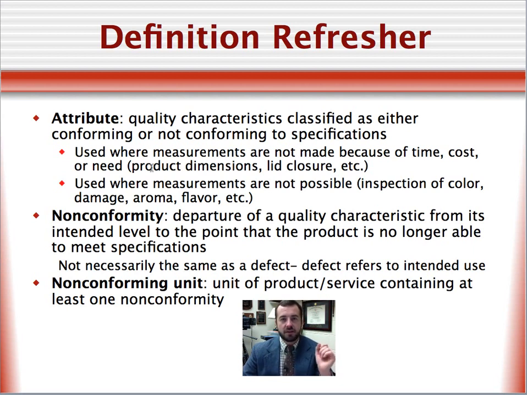So this brings us to the definition of non-conformity. Non-conformity is, simply speaking, the departure of a quality characteristic from its intended level to the point that the product is no longer able to meet specifications. So this is when the point on the control chart, for example, is outside of the specification limits. So it's either a yes or no thing. So that means that it is bimodal. It's either conforming or it's not conforming. Which brings us to the last definition here, a non-conforming unit. It's the unit of a product containing at least one non-conformity.